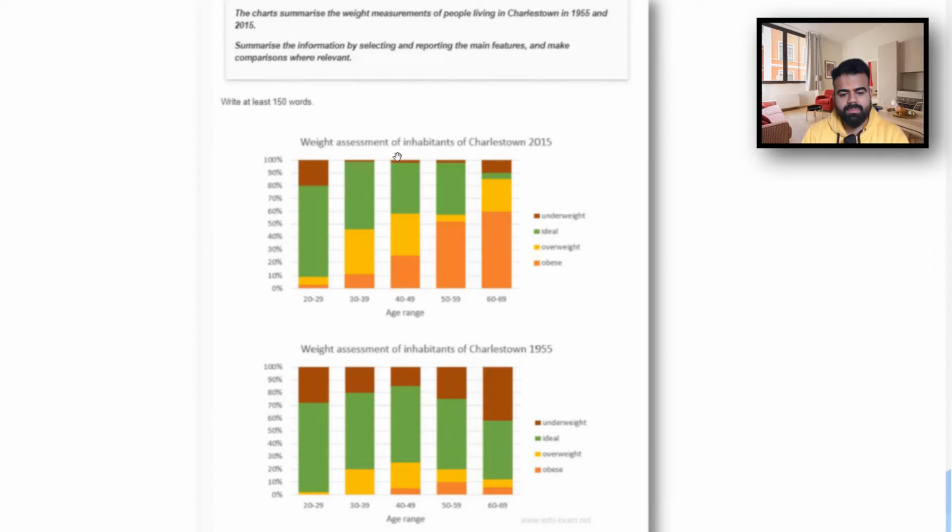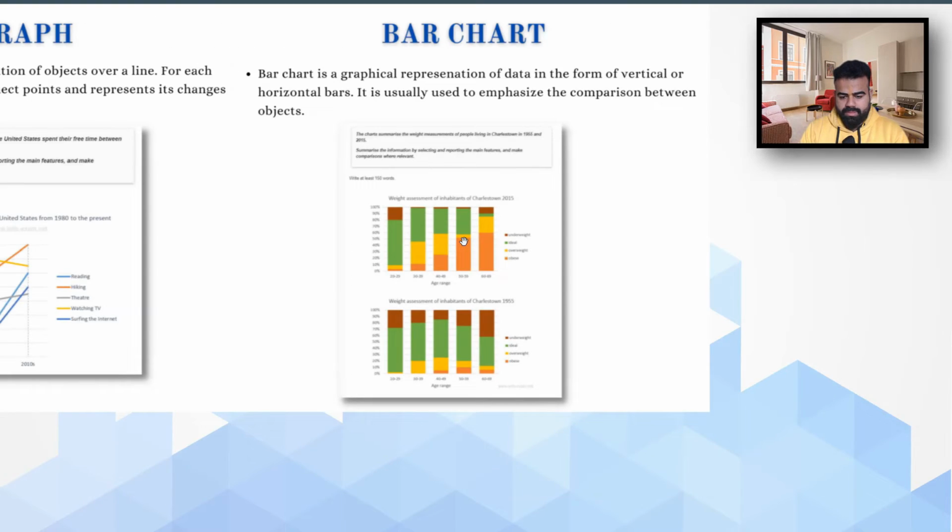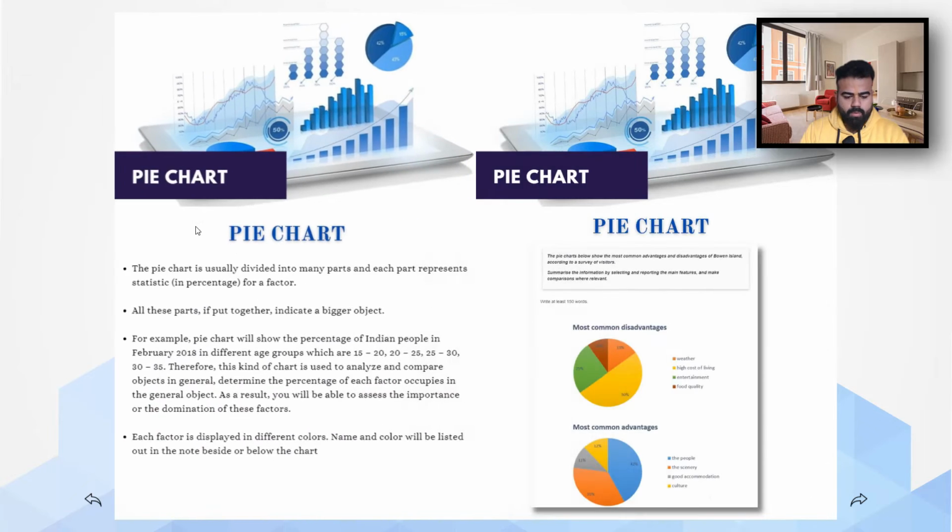And as you see in this example, in this bar chart, we are provided with weight measurements of people in Charlestown in 1955 and then 2015. And the graph here shows the percentage of people between particular age groups falling under different elements, which are basically obese, ideal, underweight and overweight, right? So this was about bar chart. Now let's come to pie chart.